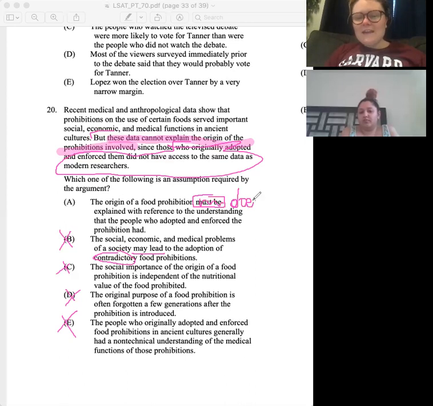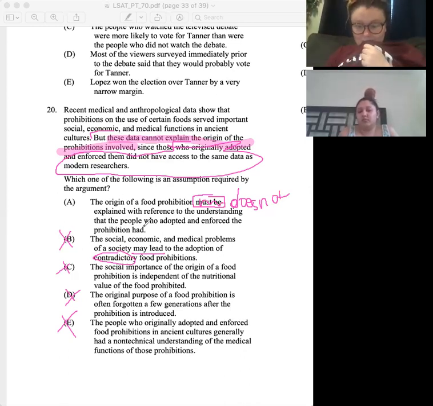So this is the one where, when I get to my right answer, I do negate sometimes, especially in teaching because I think it's easier to see. But what if we said the origin of a food prohibition does not need to be explained with reference to the understanding of the people who adopted and enforced the prohibition had? That would completely destroy it.